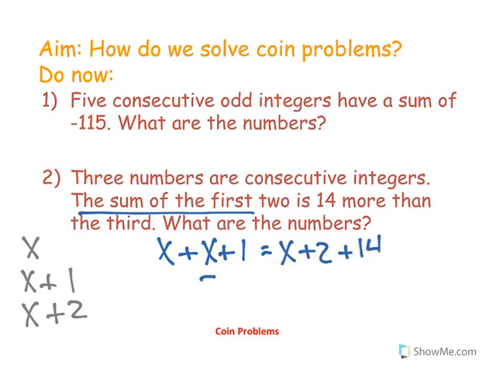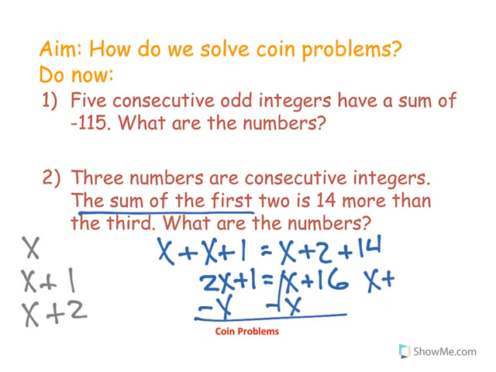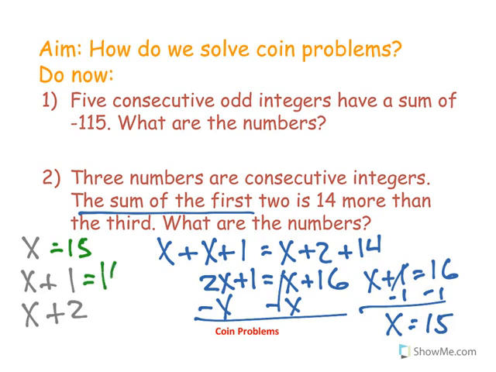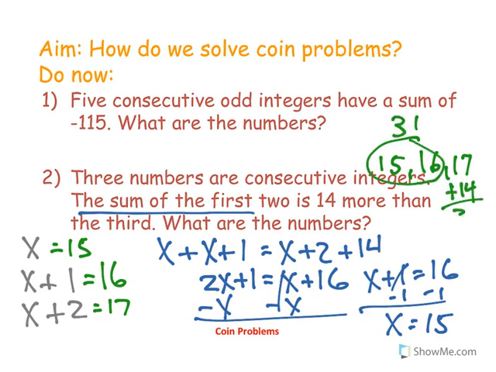So when I combine my like terms, I get 2x plus 1 equals x plus 16. So I'm going to add negative x on both sides, which gives me x plus 1 equals 16, and that's going to give me x is 15. So if I go back now and substitute, I get x is 15, x plus 1 is 16, x plus 2 is 17. So those are my 3 integers. If we want to check it, the sum of the first 2 is 31, and that's equal to 17 plus 14, which is also 31. So that's going to be our check.